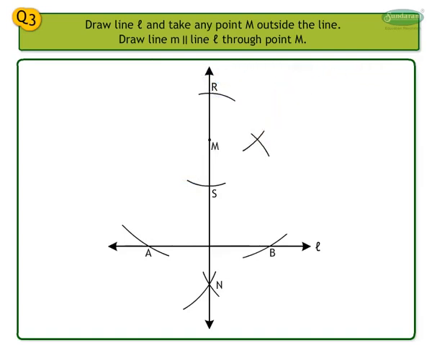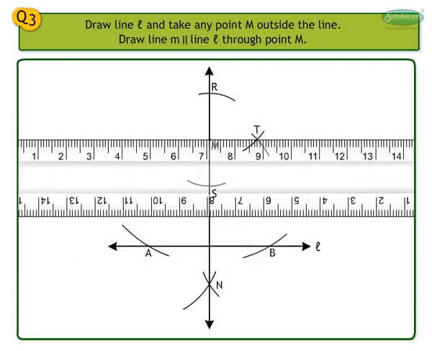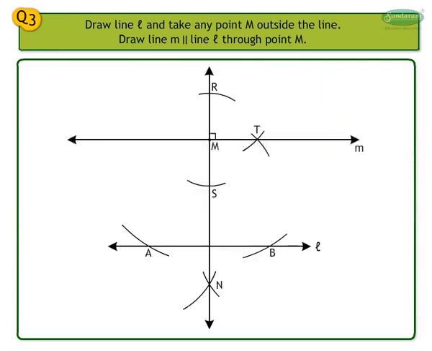Name the point of intersection of the arc as point T. Now draw a line passing through points M and T. We have now constructed line MT parallel to line L through a point M outside the line L.